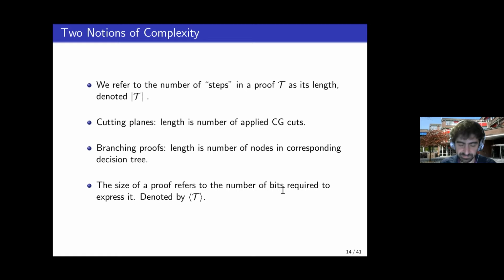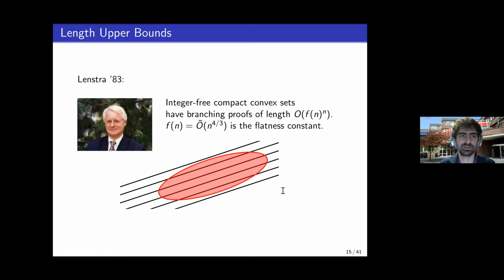And then there is the actual bit size of the proof, which would be the total number of bits you need to write everything down, including, if you're doing a branching proof, the bit size of all of the normals, and if you're doing a CG cut proof, the size of all of the a vectors in the proof. So that gives you two different notions, length and size. And there's the obvious question of whether these can be related. We will get to that. But first, let's talk about what's known in the context of optimization for branching proofs.